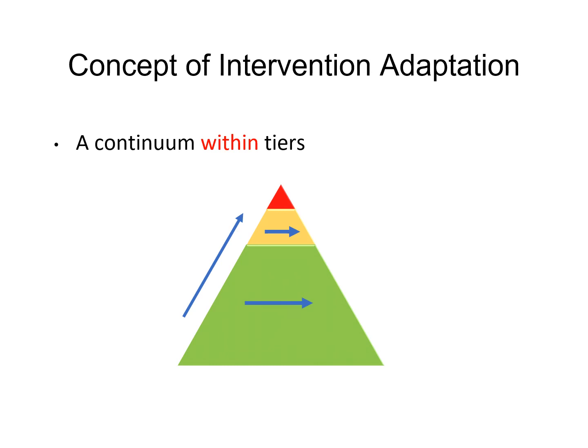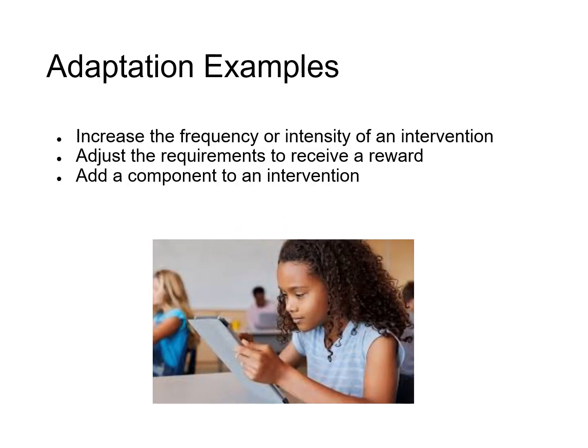This graphic shows the concept of intervention adaptation. Rather than thinking of moving across tiers, we now think of intervention adaptation as a continuum within tiers. Some examples of adaptation are to increase the frequency or intensity of an intervention, such as an additional check-in during the day or an additional 10 minutes of group academic practice each day.